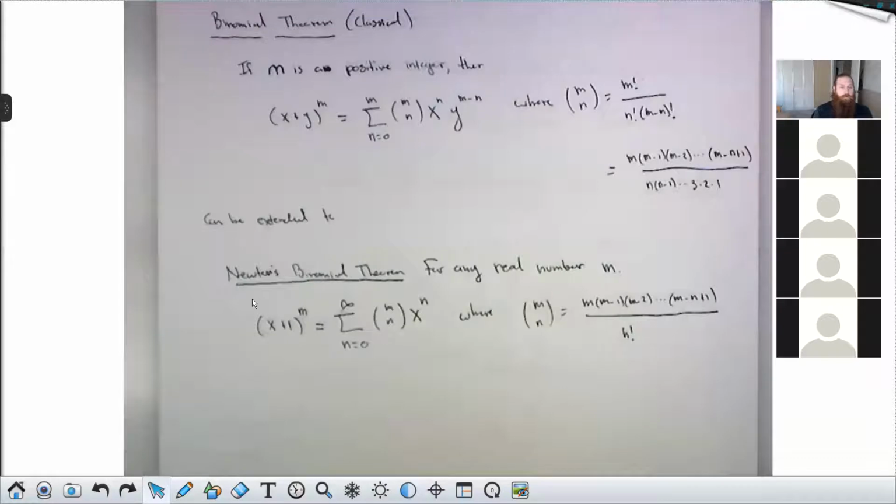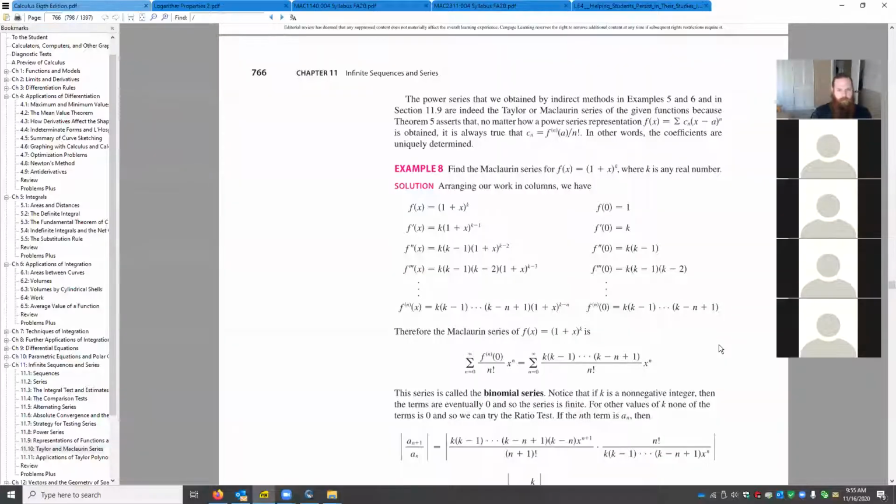So this will allow you to get a power series expansion for things like the square root of 1 plus x, or 1 over the square root of 1 plus x, all sorts of stuff. The catch is it comes in terms of these weird binomial coefficients, which are easy to write down if m is a positive integer, but are kind of hard to write down if m is not a positive integer.